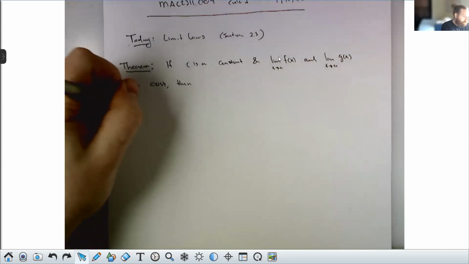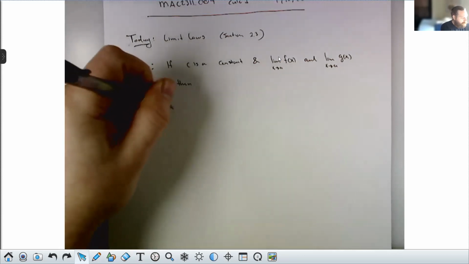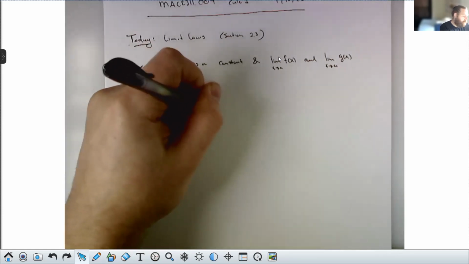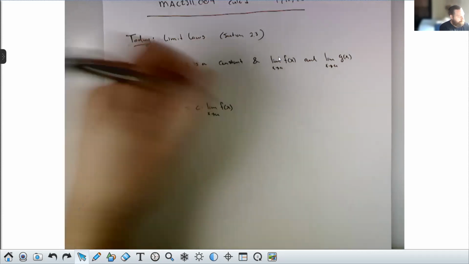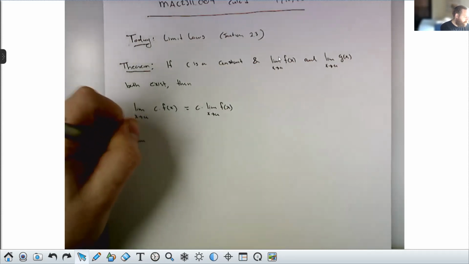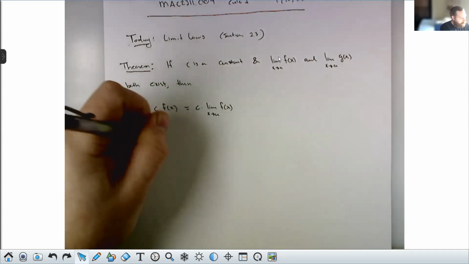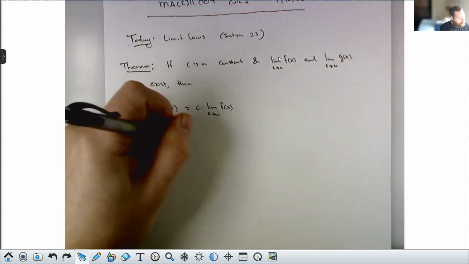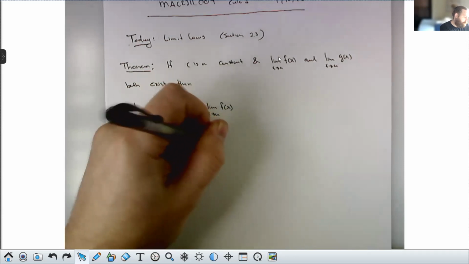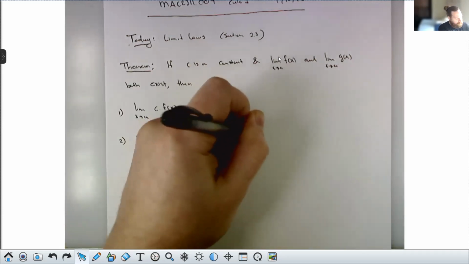Namely, the limit as x approaches a of a constant times your function f of x is the same as the constant times the limit as x approaches a of f of x. I'll label these as 1. 2, the limit of a sum or difference of functions, limit as x goes to a of f of x plus or minus g of x, will be the sum of the limits of f of x and g of x, or the difference of the limits.